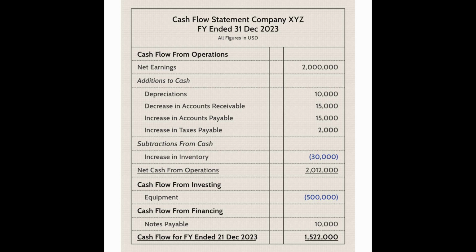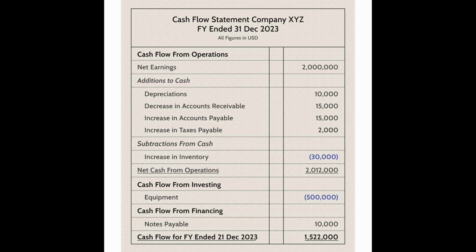Next, we have the subtractions from cash. The increase in inventory of $30,000. Add it all up and we get net cash from operations of $2,012,000. That means core operations produce slightly more cash than the accounting profit. That's a healthy sign. Alright, so the next major section is the cash flow from investing.